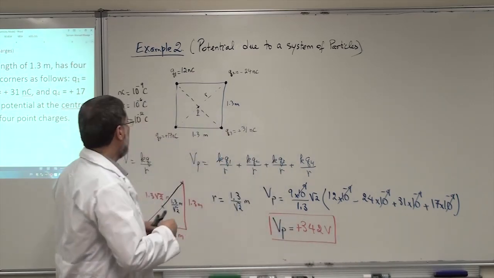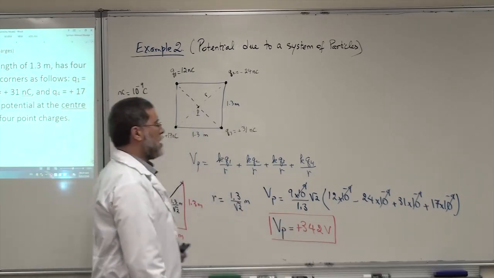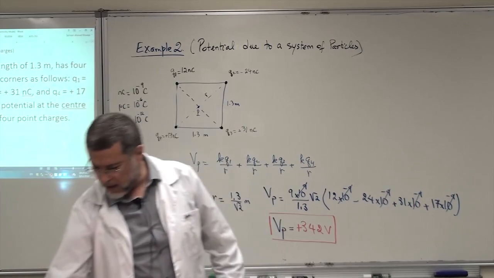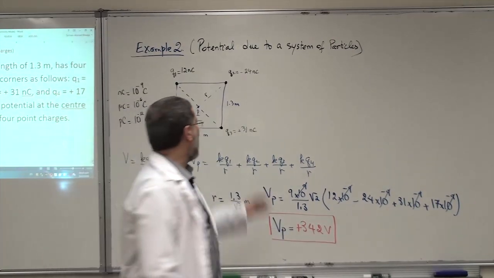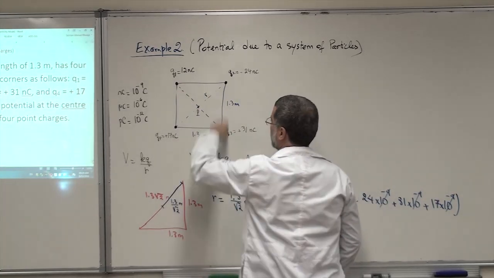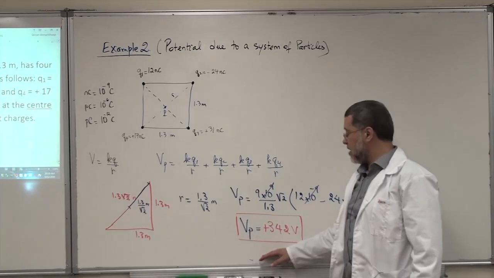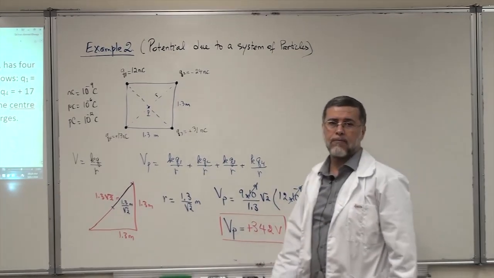At this point, the potential is 342 volts. That's how you calculate the potential for a system of particles. Here we have 4 particles sitting in the corners of a square, and the potential at the center of the square is given by this value. Thank you.